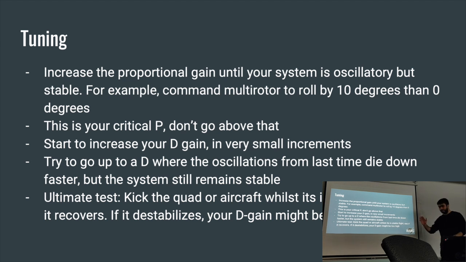But essentially, once you have that, we call this critically stable when it oscillates. That's going to be a critical peak. That's going to be the critical gain. Don't go above that, because if you go above that, you'll probably go unstable.